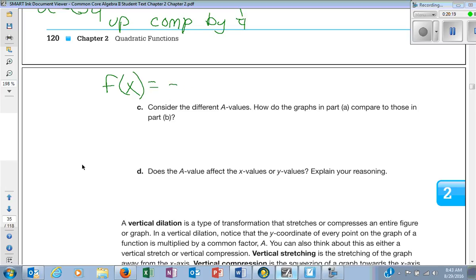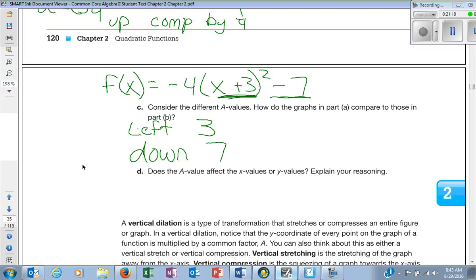Test question is going to look like this: f of x equals negative 4 times (x plus 3) squared minus 7. It's going to ask you, what is the horizontal shift? Well, that's from Friday's lesson. What does a positive 3 tell you? That it actually moves left 3. Remember, from Friday, inside moves the opposite way you think. What does the negative 7 tell you? Better watch Friday's lesson a little more. This says down 7.